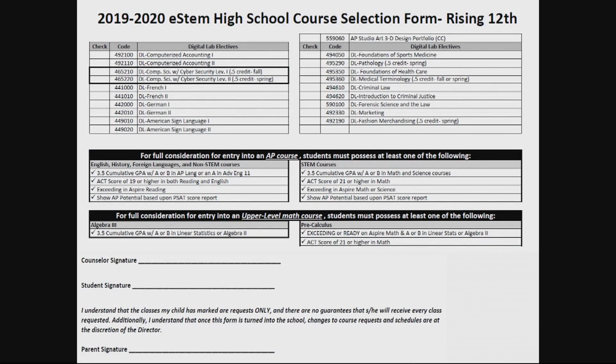This section includes the digital lab electives. Again, DL means that we anticipate that the course will be offered digitally. Students take digital lab classes online from Virtual Arkansas in our computer lab. These classes are virtually taught by different teachers around the state and are not employed by eSTEM. A facilitator oversees students in the computer lab.